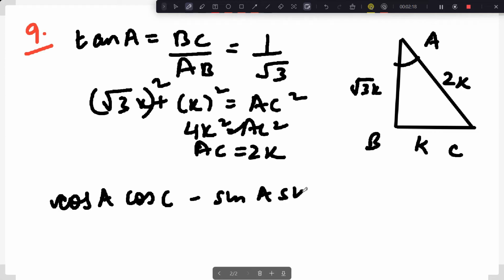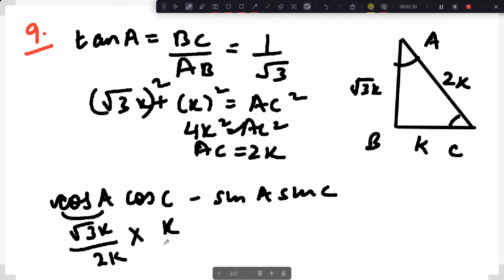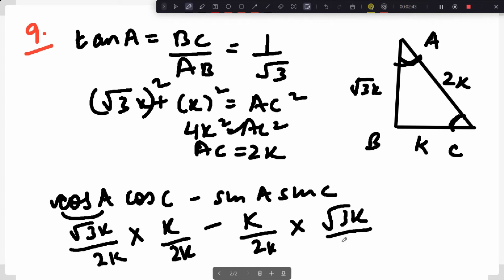Very easy. What is cos A? Cos A is side adjacent, which is √3k, upon hypotenuse, which is 2k. What is cos C? Side adjacent, which is k, upon hypotenuse, which is 2k. What is sin A? Side opposite, which is k, upon hypotenuse, which is 2k, into sin C, which is √3k by 2k. This is 0, right? That's the answer for this question.